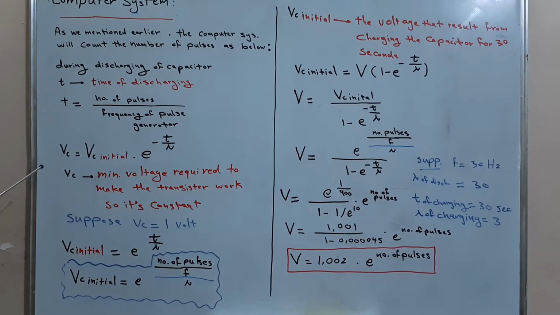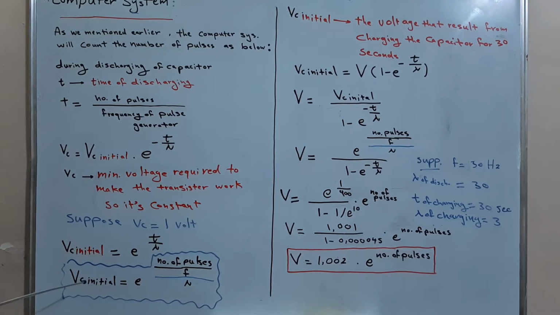As we know that Vc is equal to Vc initial multiplied by e to the power of minus t divided by gamma, and Vc is the minimum voltage required to make the transistor work, and it's a constant value. And for the simplicity, we will suppose that Vc is equal to 1 volt. By putting this value in this equation, we will get Vc initial, which is equal to e to the power of t divided by gamma, and both these values are for discharging.